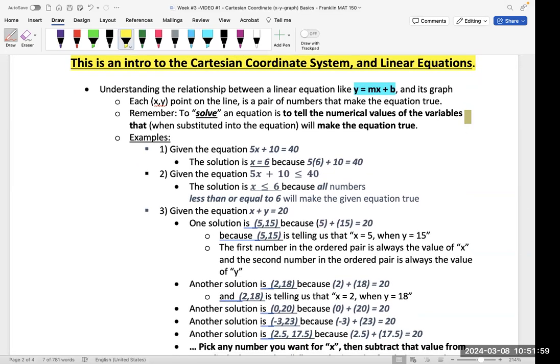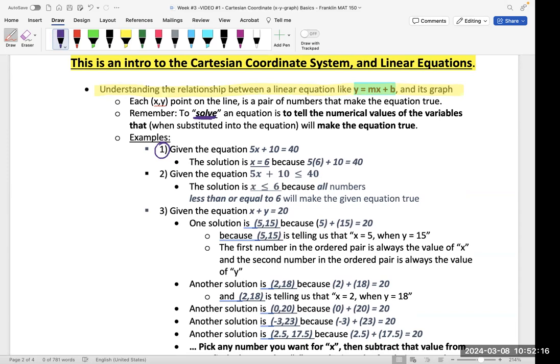Understanding the relationship between a linear equation and its graph. This is the most important piece for this entire week. You are showing us the solution, what we've worked for up until then.